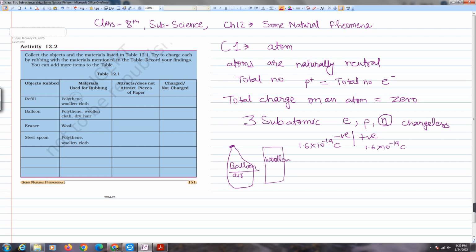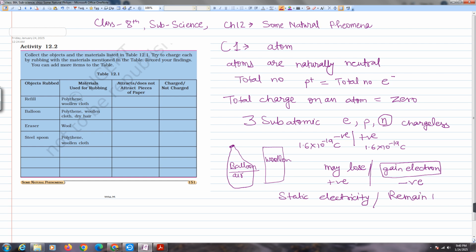So how will any object get charge? After rubbing, any object may lose electrons or it may gain electrons, because the electron is the subatomic particle which can leave the atom. Correct? So when an atom gains electrons, it becomes negatively charged, and whenever an atom loses electrons, it becomes positively charged. Such type of charge is known as static electricity.